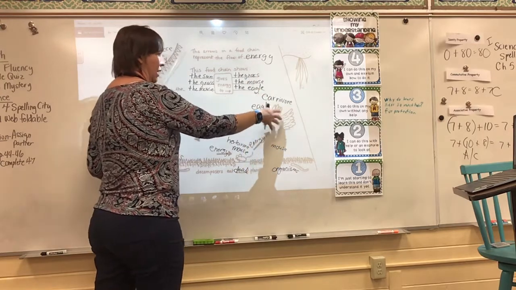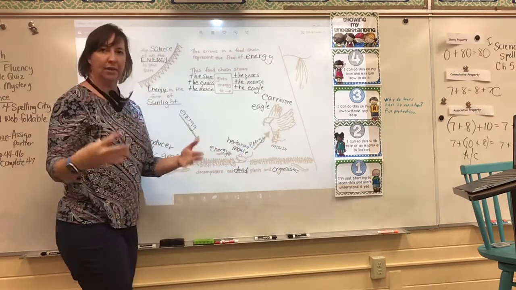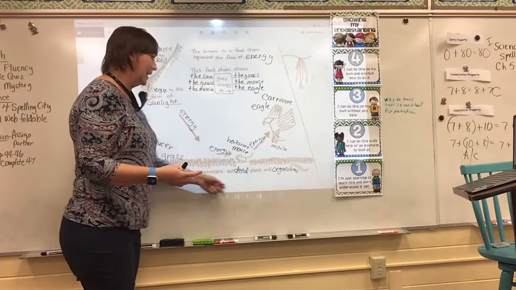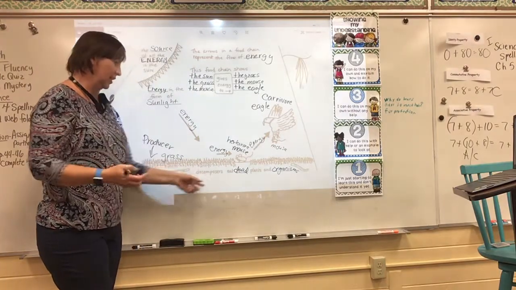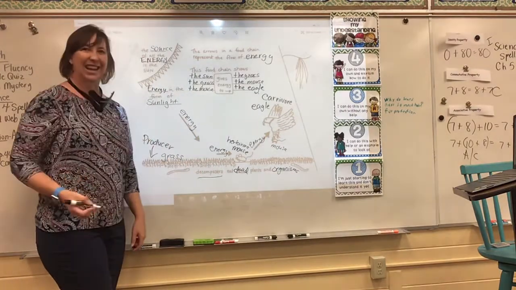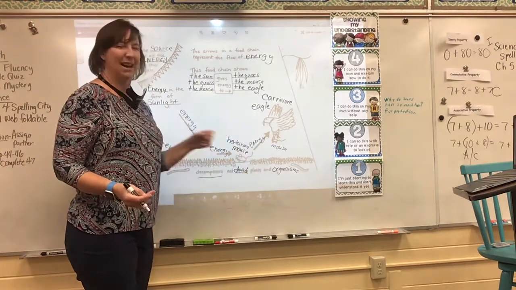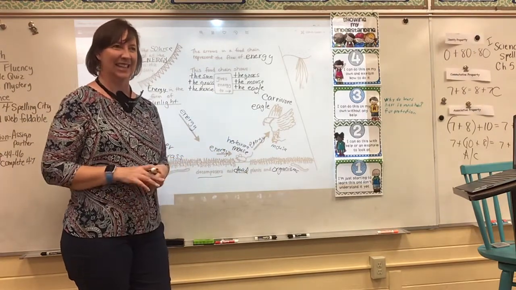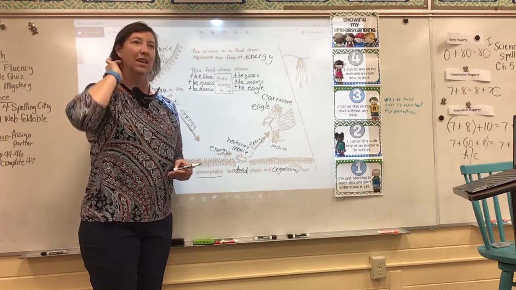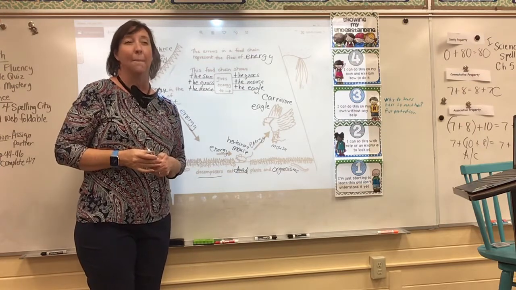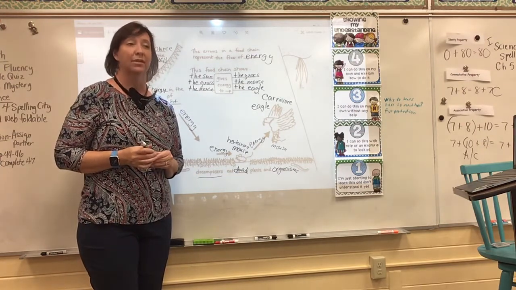And then once the dead carcasses or the organisms die, the decomposers take over. And they eat anything that the eagle or the mouse didn't eat that's dead. Probably not bones, but they do eat all the meat off of bones.